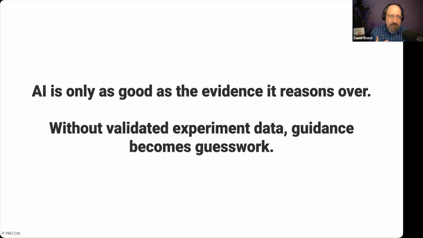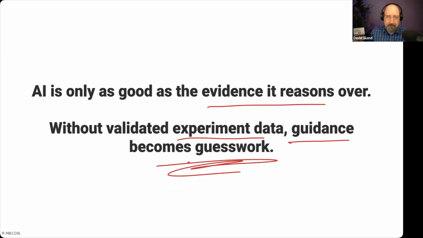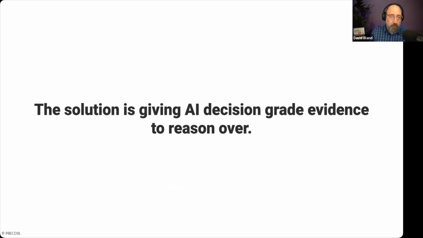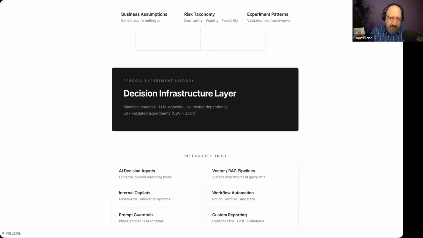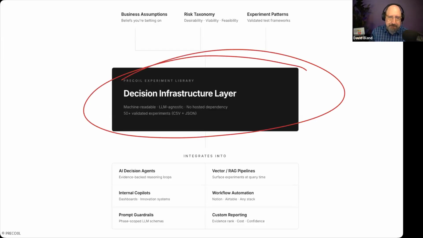So what I've seen is that AI is only as good as the evidence it reasons over. And if you don't have validated experiment data guidance, it just becomes guesswork. It doesn't have something to pull from that's a proven reference library. And this is what pulled me to the solution of, well, how do we create that library? How do we give it a library that it can give proven advice from and not just hallucinate and say, go run a focus group? So one way to think about this is I'm calling it a decision infrastructure layer.